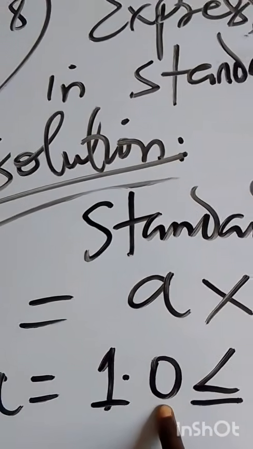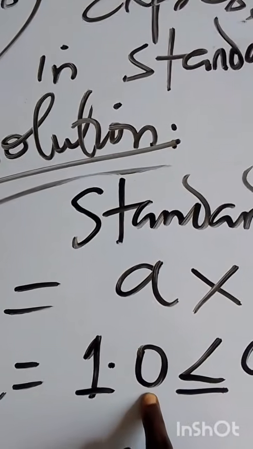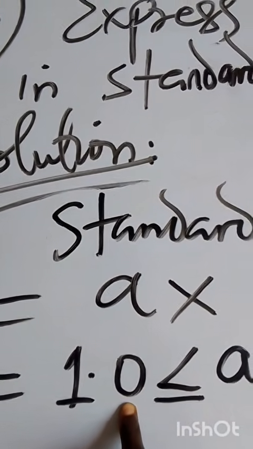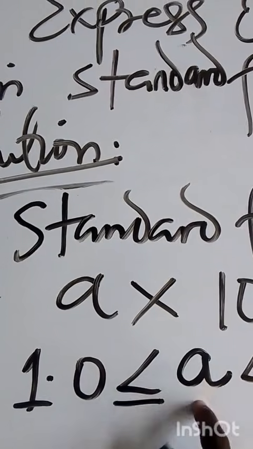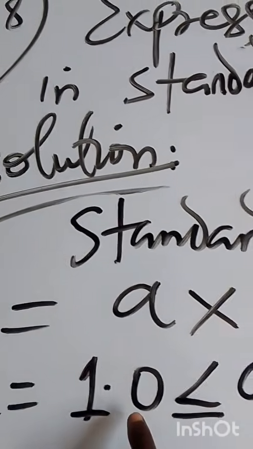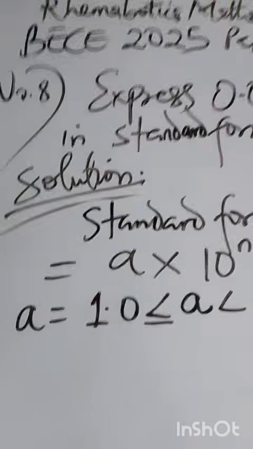It has to be less than 10. But it can be equal to 1.0. That means the values you will get here should be from 1.0 up to 9.9, which is permitted. It's a law. So you have to obey it.